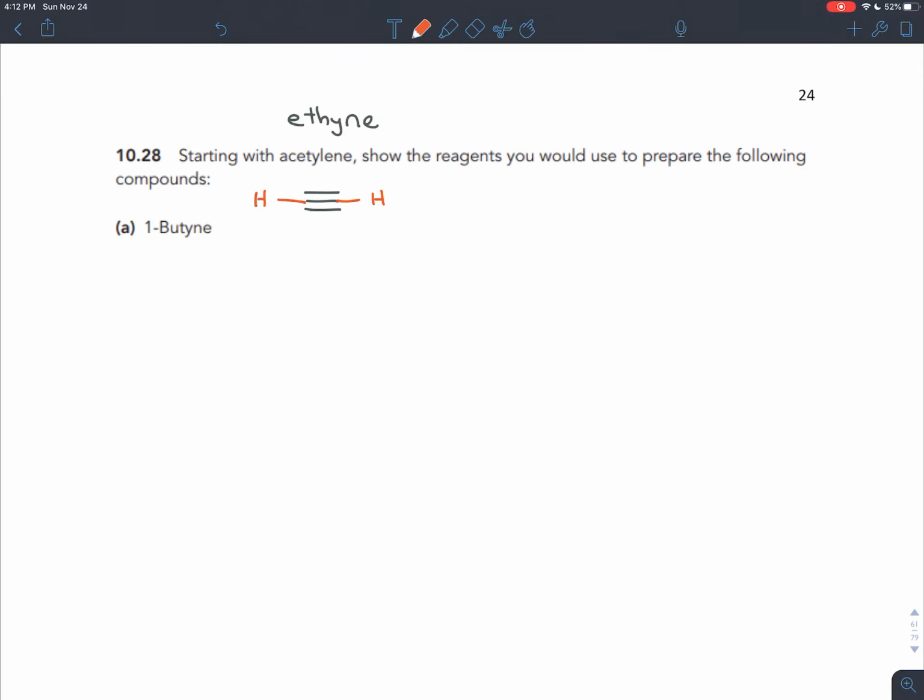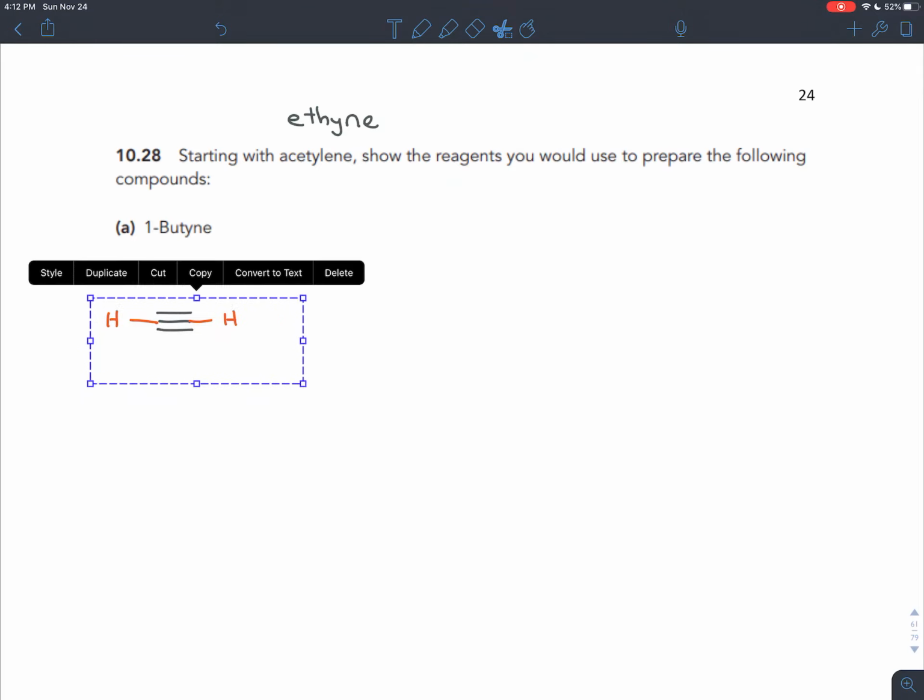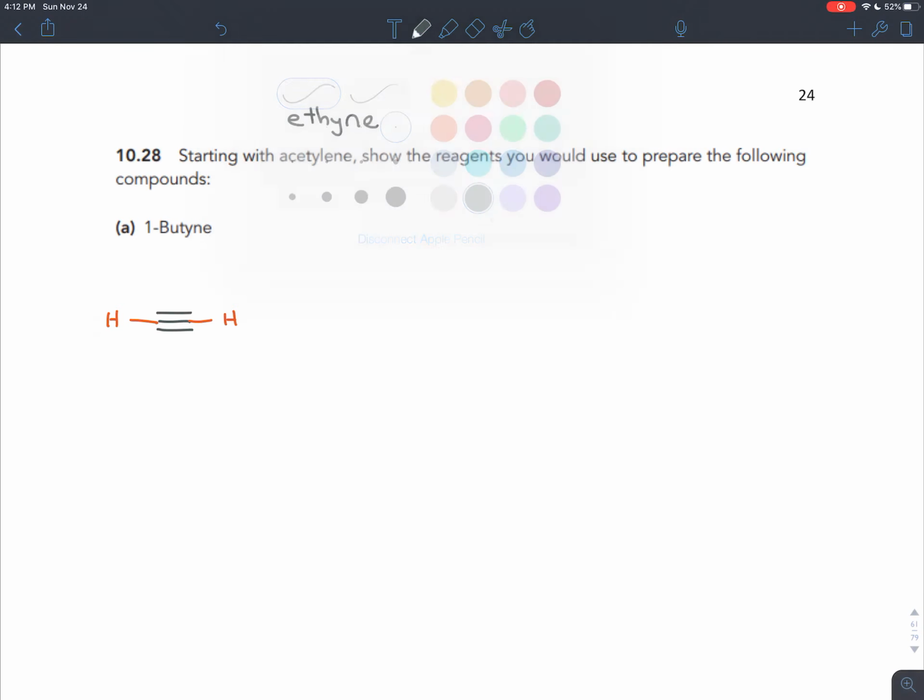Okay, so what we want to do is to use this molecule, and we want to turn it into different things, depending on which part of this exercise we're doing. In part A, we want to turn it into 1-butyne. Now, when you're drawing triple bonds, when you're drawing alkynes from the name, I kind of encourage you to draw the triple bond first, because you know it has to be linear. And so it can be tricky if you don't draw it first.